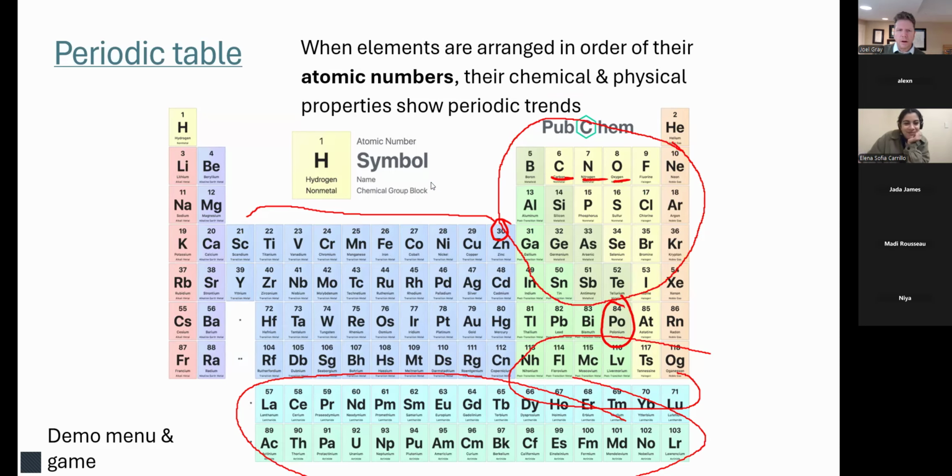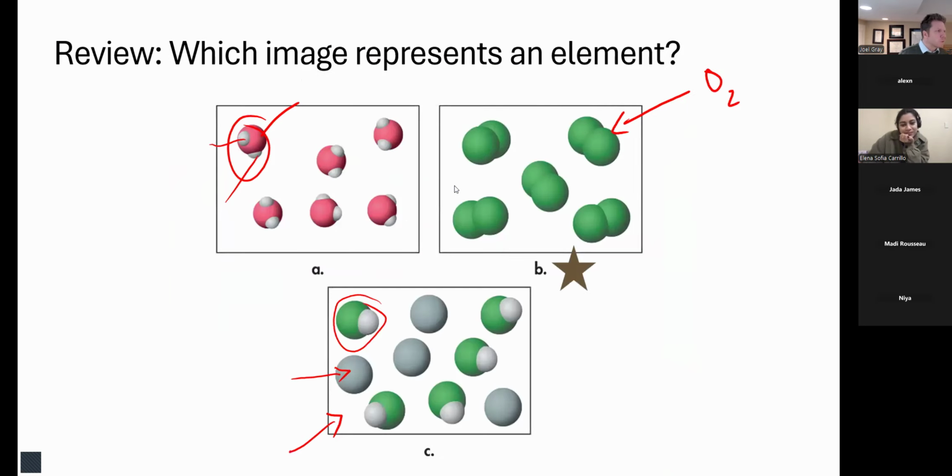Okay, so we're talking about the periodic table. We're talking about elements. We're talking about different pieces of nomenclature, some things that maybe you haven't heard or thought about in a little while.